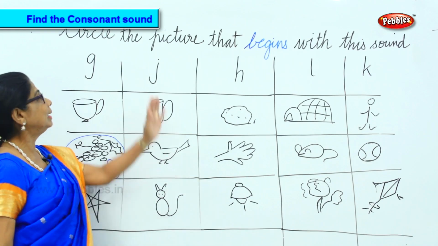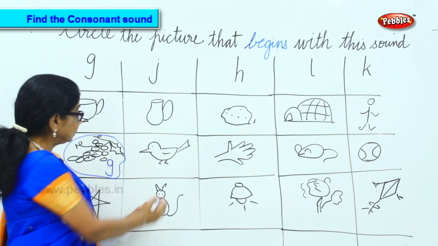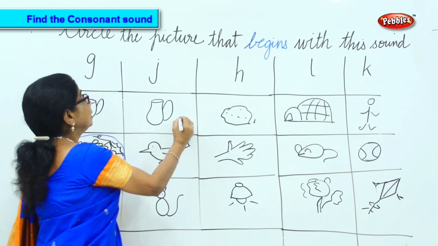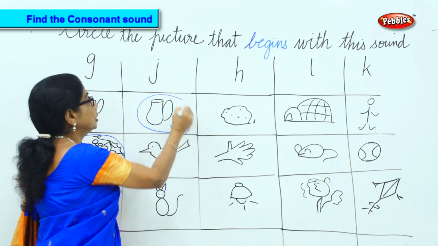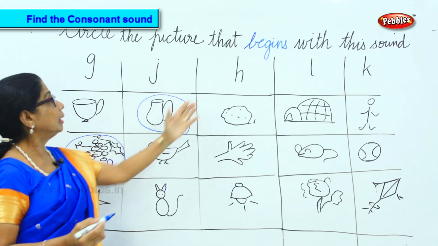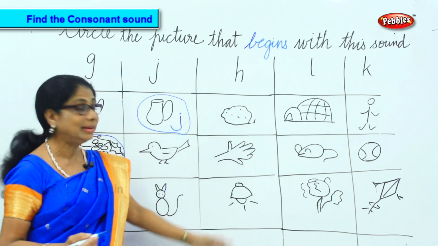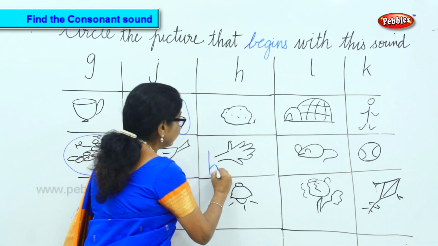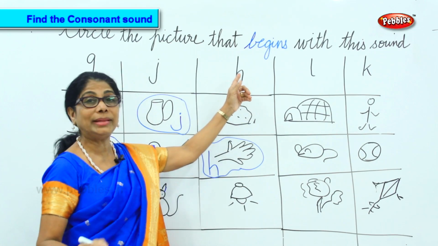Good. Next sound is J. We have cat, bird, jug. Very good. So that is J. Circle the picture that begins with the sound. Next, you have H. You have here stone, hand and lamb. Circle the hand. It begins with H.